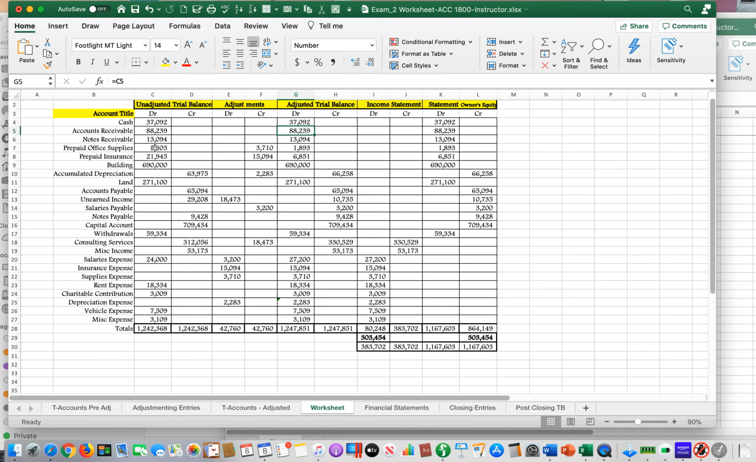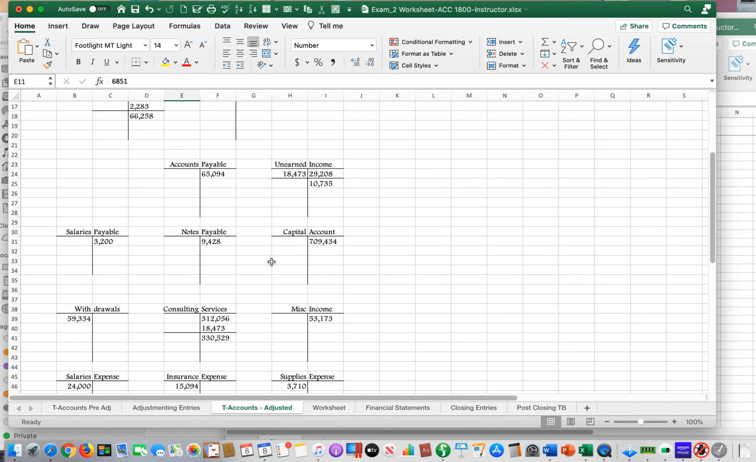But notice, look at prepaid office supplies. Here we have a debit of $5,603. We have a credit of $3,710 adjustment. Therefore, the adjusted balance is $1,893, which is the same balance here we find under the adjusted.